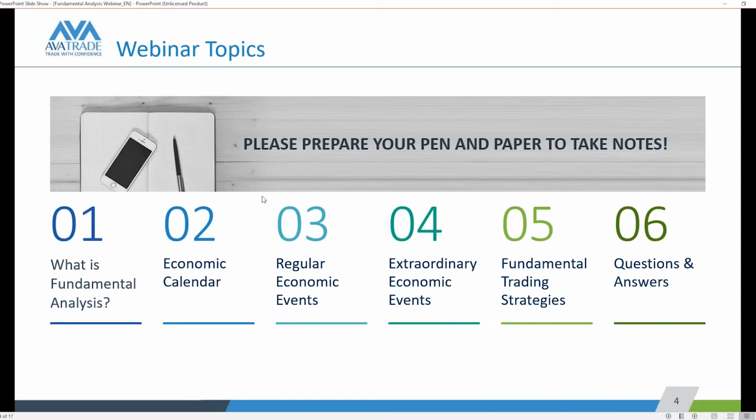Now, one thing to keep in mind about fundamental analysis, fundamental news, is that there are two main types. One is regularly scheduled economic events that we can account for in terms of the timing and scope of things. But then there's the other side, extraordinary economic events, where headlines can hit that are unexpected. You don't know what it'll be or when it will be.